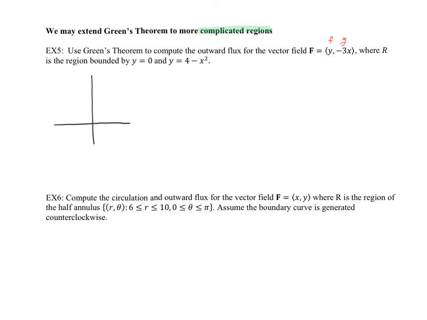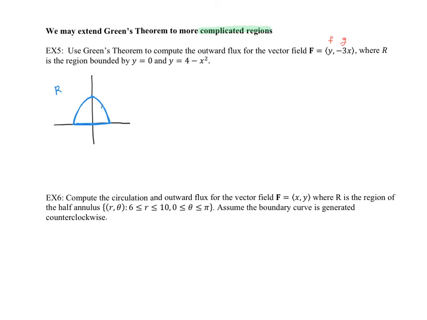4 minus x squared is a parabola opening downward. It has a vertex at 4, and it's going to come down and intersect y equal to 0, which is simply the x-axis. So if you look at this region bounded by the parabola and this line segment, it's not smooth. We're supposed to be using nice smooth curves that don't have cusps or corners in them.